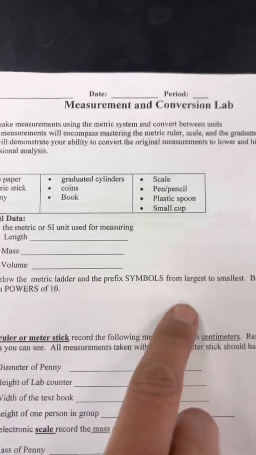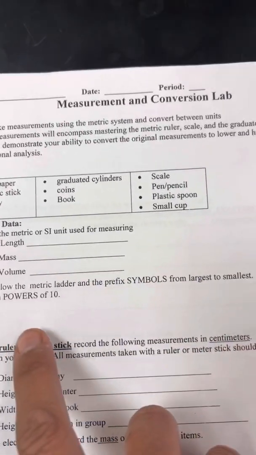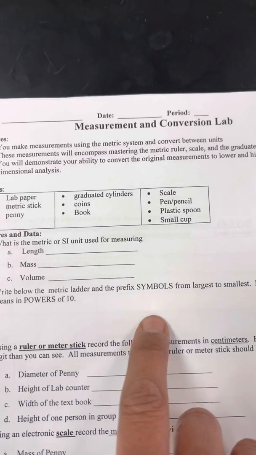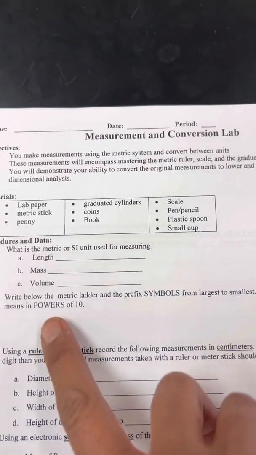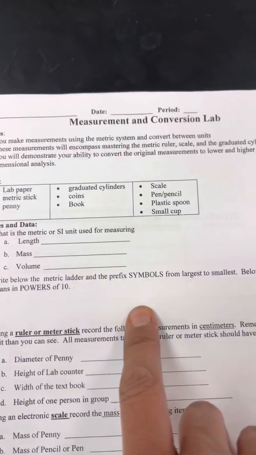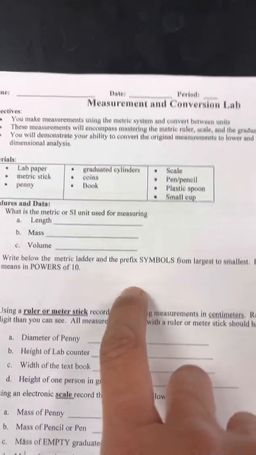So what are the 7 steps of the ladder? The mnemonic device is King Henry doesn't usually drink chocolate milk. So you need to write that and what powers of 10 that is. You can find that online somewhere.